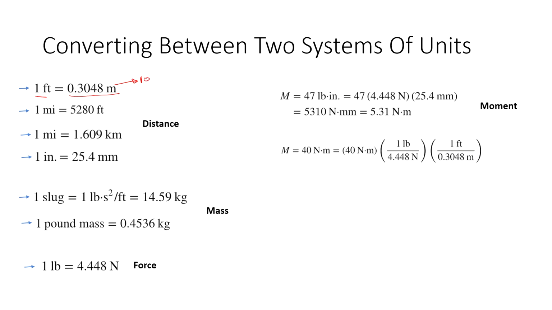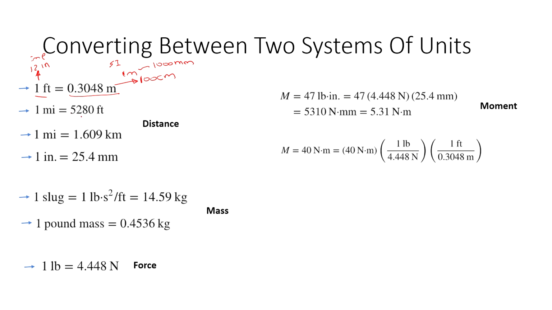Remember also that 1 meter is 100 centimeters, and 1 meter is 1,000 millimeters. The same way that 1 foot is 12 inches. So that is just so that we can remember that from one system of units, imperial, to the international system of units, feet and meters have that correlation. 1 foot is 0.3048 meters.